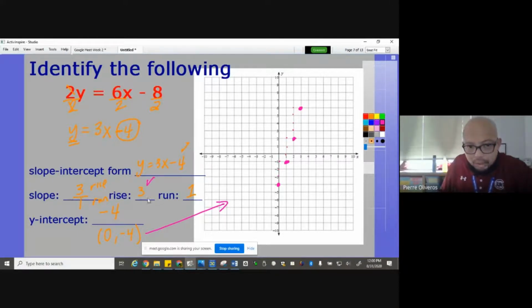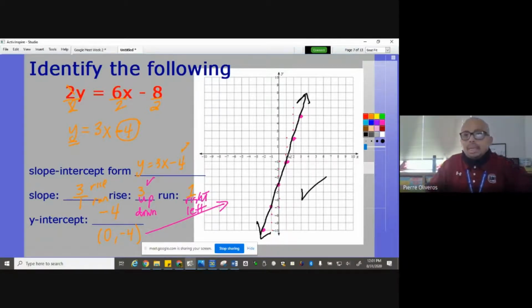You can also do the opposite. Here you're going up and going right, but you can also go down, as long as you go left. So I'm going to go down by 3: 1, 2, 3, left 1. If you notice, all these points, if you connect them, you will make a straight line. And please don't forget your arrowheads, and kaboom.